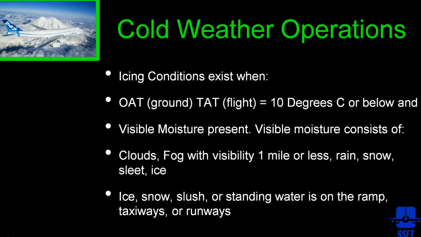So icing conditions will exist anytime the outside air temperature on the ground or the TAT in flight is 10 degrees centigrade or below, and if there's visible moisture present. Visible moisture can consist of clouds, fog with visibility 1 mile or less, and of course the liquid type: rain, snow, sleet, ice. The weather could be clear, but you could have ice, snow, slush, or standing water that's on the ramp, taxiways, or runways, and that would constitute icing conditions as well.